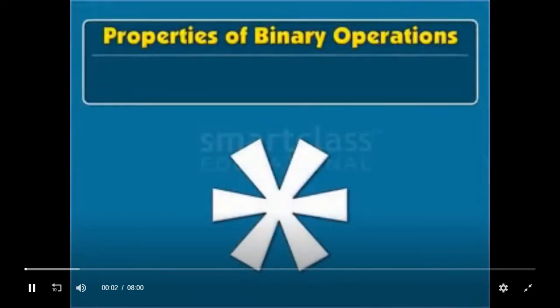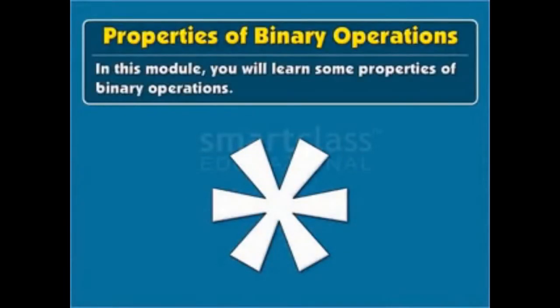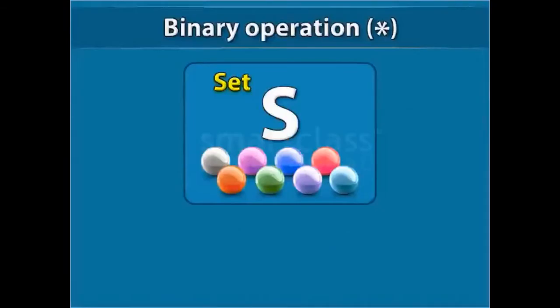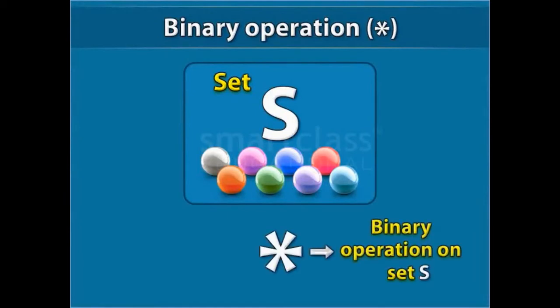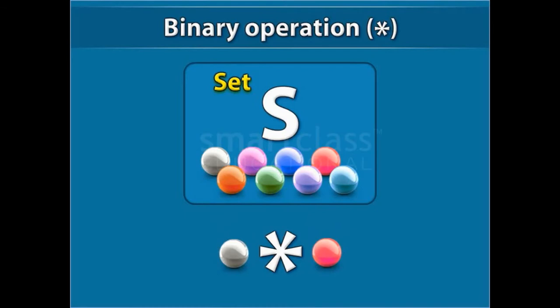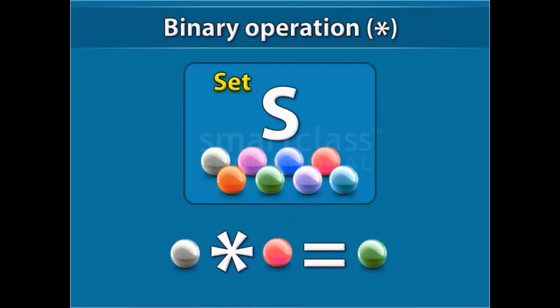Properties of binary operations. In this module, you will learn some properties of binary operations. Recall that a general binary operation represented by star on a set S associates two elements from the set S in a definite order to an element of the same set S.